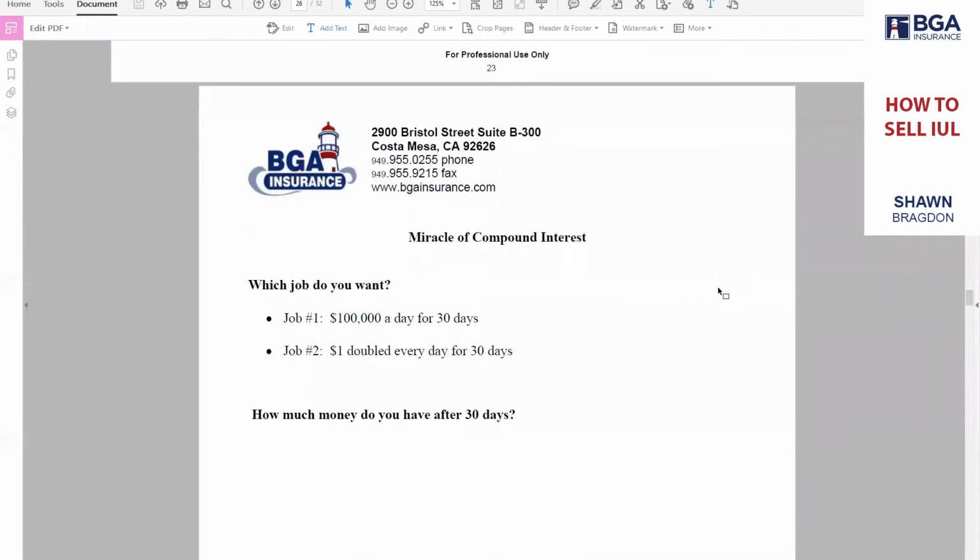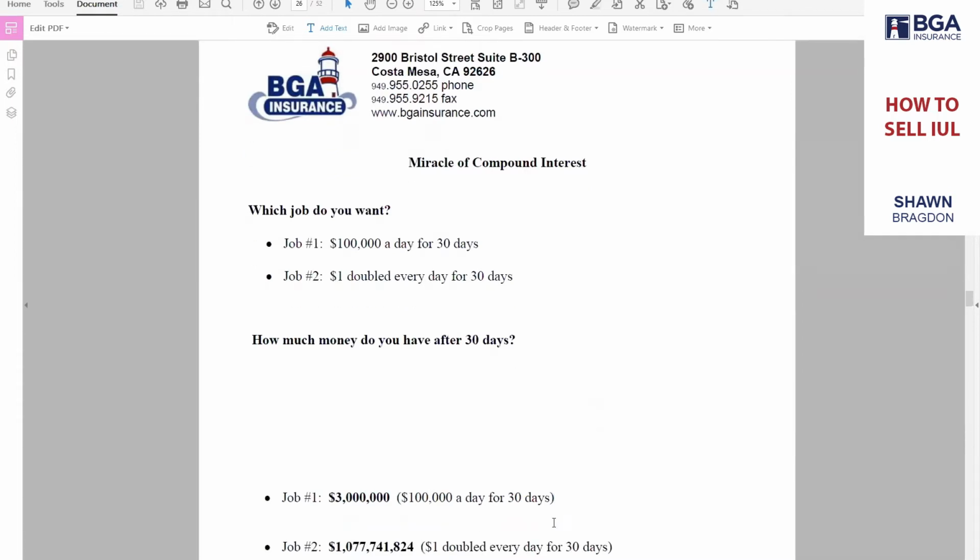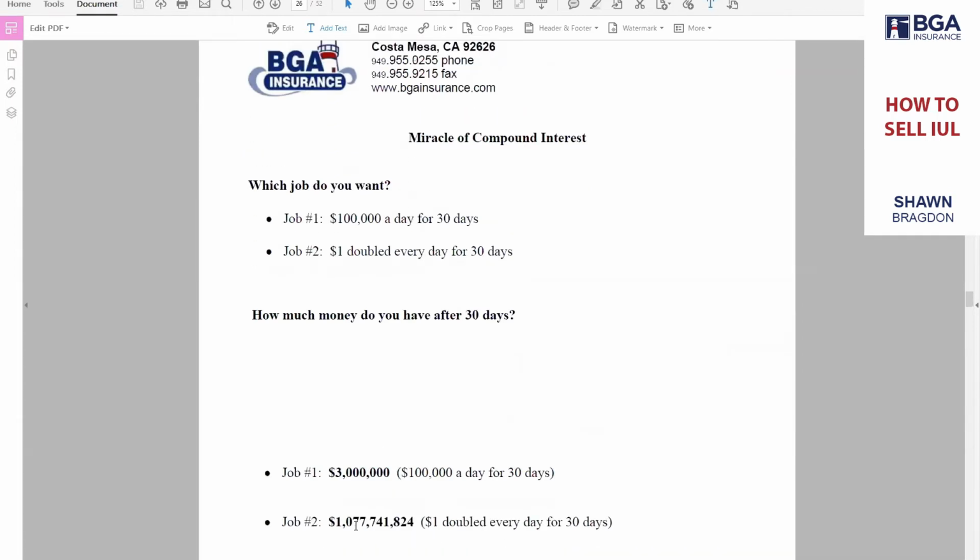Miracle of compound interest. Which job do you want? Job one's going to pay you $100,000 a day for 30 days, or you can take job two. It's $1 doubled every day for 30 days. You'd be surprised at how many people get this wrong. How much money are you going to have in 30 days? Well, job one's going to have $3 million, $100,000 a day for 30 days. Job two, $1 doubled every day for 30 days, you actually have north of $1 billion. That's certainly the miracle of compound interest.